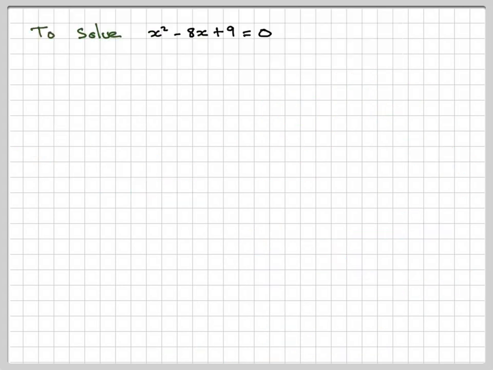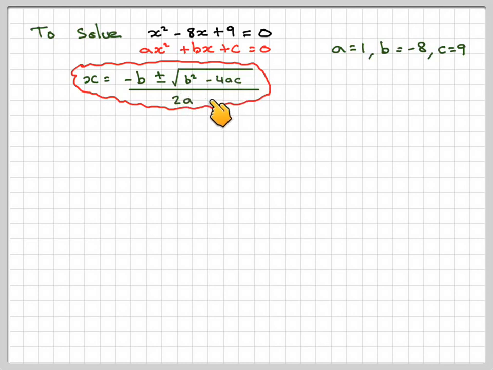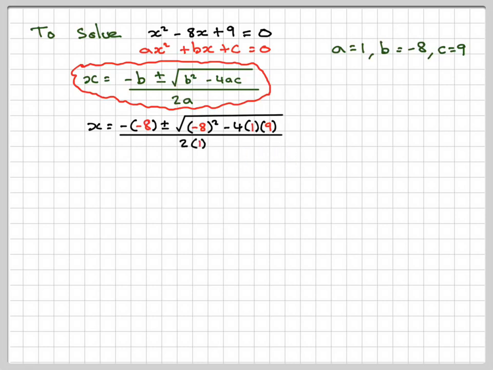So to solve x squared minus 8x plus 9, this is of the form ax squared plus bx plus c is equal to 0, which gives a is 1, b is minus 8, and c is 9. So using the quadratic formula, which you should know, x is equal to minus b plus or minus the square root of b squared minus 4ac over 2a. x is going to be minus 8, substituting correctly, plus or minus, and put the minus 8 into brackets, minus 8 all squared, minus 4 times 1 times 9, all over 2 times 1.